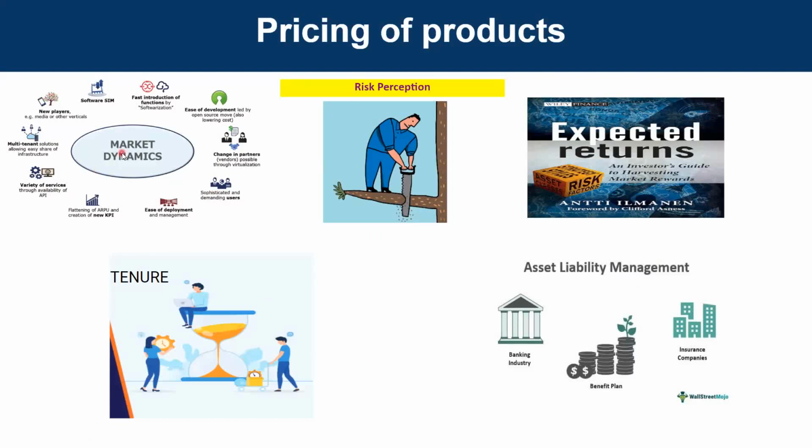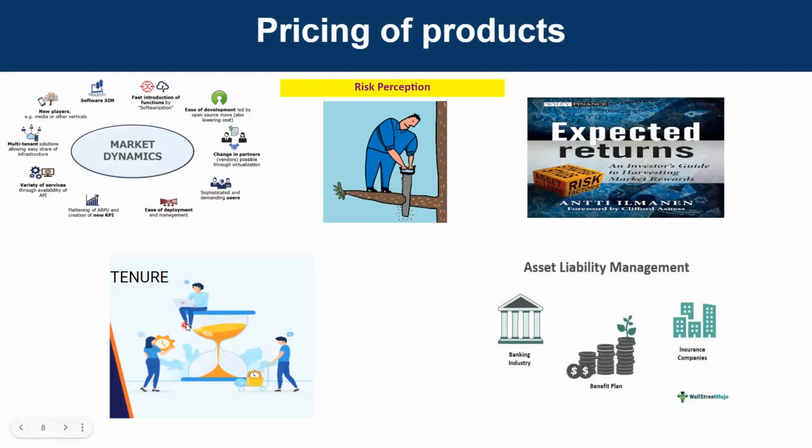So what do you mean by market dynamics? Market dynamics refers to the forces and factors that influence the behavior of a market, including the buying and selling activities of buyers and sellers. Risk perception refers to how individuals perceive and interpret the potential risks associated with various activities, decisions, or situations.